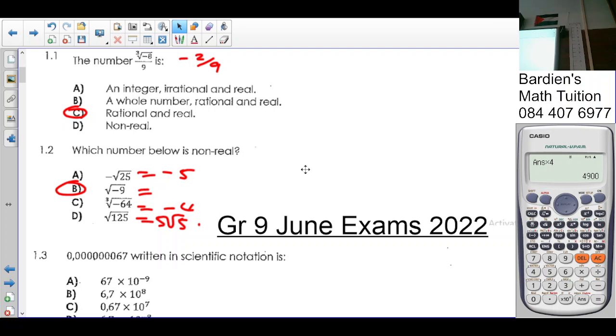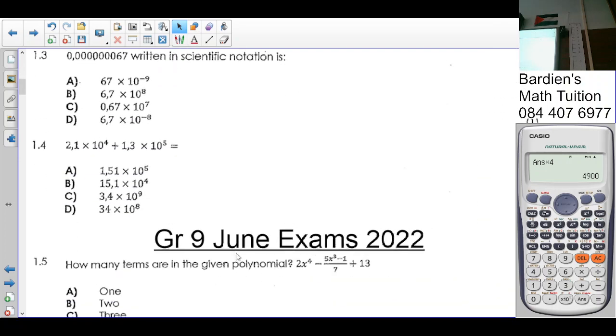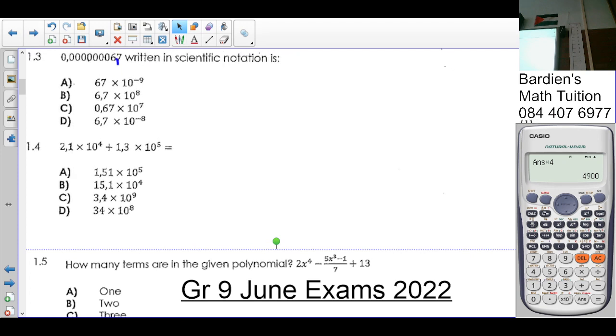Okay. Then in number 1.3, we are told that it can be written in scientific notation, the comma must lie at this point here. Okay. So we're going to need to move it. 1, 2, 3, 4, 5, 6, 7, 8. Okay, so it's going to be 8 in the negative. So the answer is D.